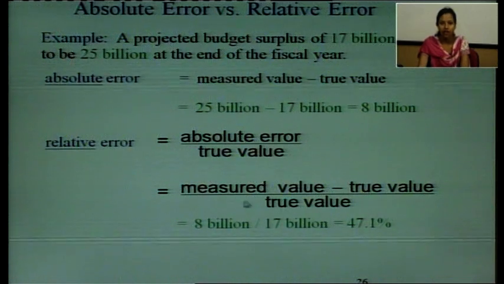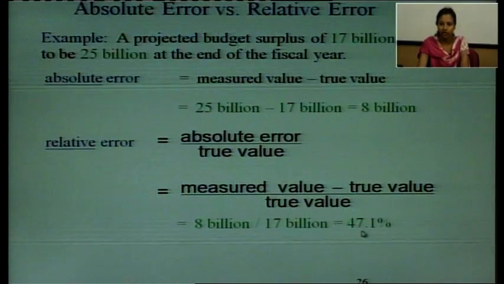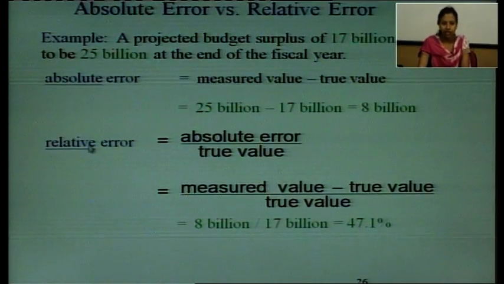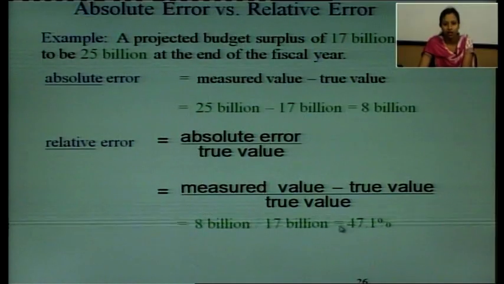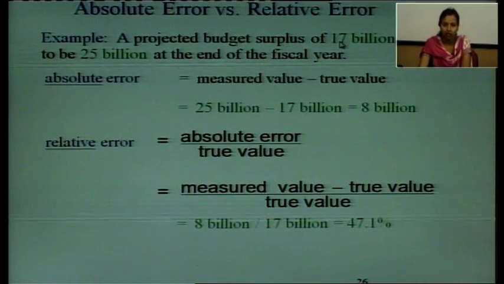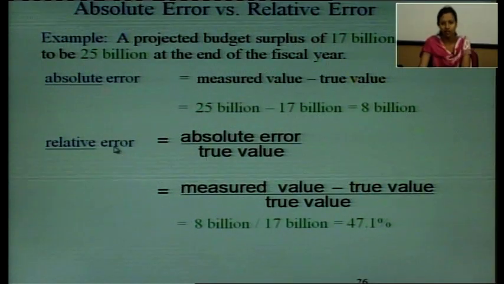The relative error is the ratio of the absolute error to the true value. The absolute error is 8 and the true value is 17. The ratio of these two is 47.1%. So the relative error is large. Here we can easily see it is 47.1. The difference of these two values gives us the absolute error, and the ratio of the absolute error to the true value gives us the relative error.